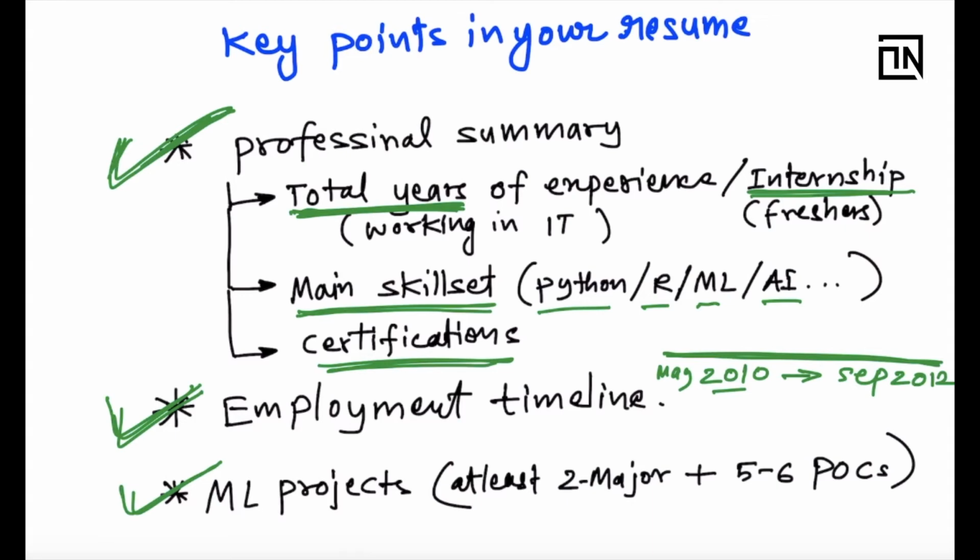You should showcase at least two major projects which can span 6 months or 9 months combined. So combined together, they will be able to showcase your 1 year of experience roughly, and 5 to 6 proof of concepts which is present in every data scientist's resume. Okay, so check that video. We have discussed there in depth how you modify your resumes in terms of machine learning projects.